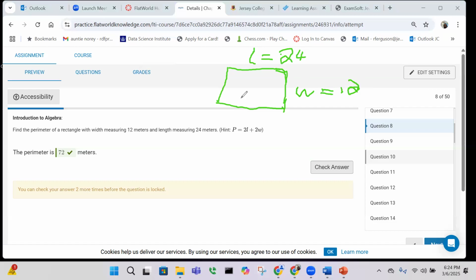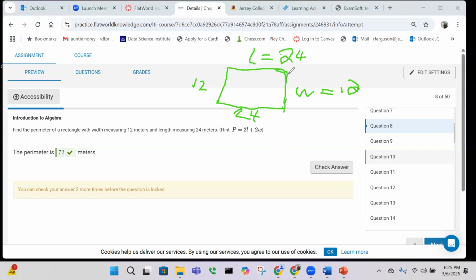So if this side is 24, what do you think this side is? 24. Right. And if this is 12, this side is? 12. Right. It's a parallelogram. That's one of the definitions of a parallelogram. It has two parallel lines and they are congruent. So these two are parallel and congruent, and these two are parallel and congruent. And we just add them up. However, you didn't have to know that. They gave a formula. I left the hint in there.